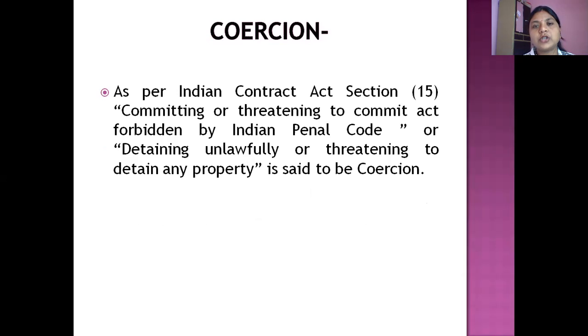So let's talk about coercion. As per the Contract Act, coercion is committing or threatening to commit an act forbidden by the Indian Penal Code. We need to understand that there are certain acts which are forbidden by law. If somebody performs those acts, it is called coercion. It also means unlawfully detaining or threatening to detain any property.